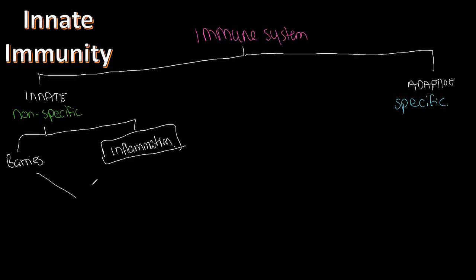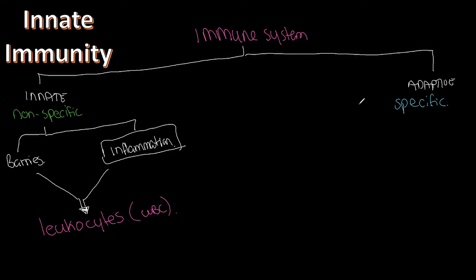The main cells responsible inside the innate immune system are leukocytes. Leukocytes is another name for white blood cell. This is our main cell, and these are typically non-specific.